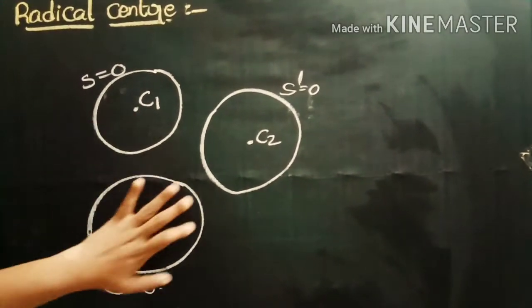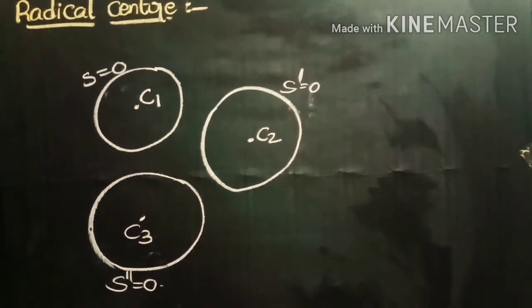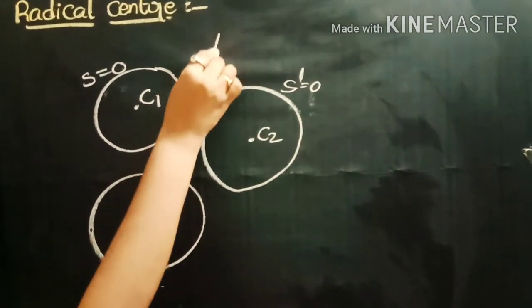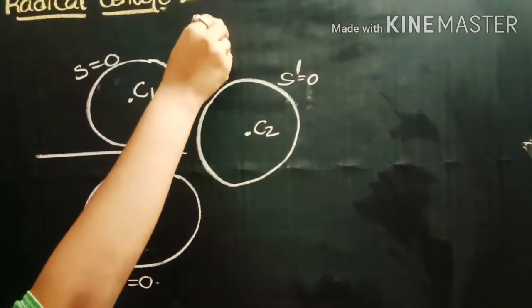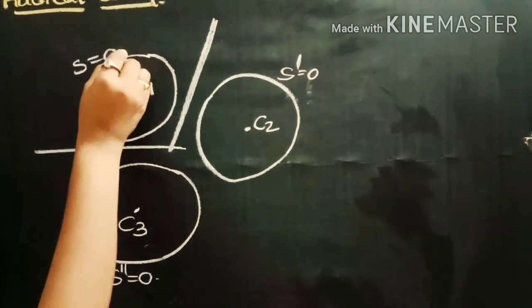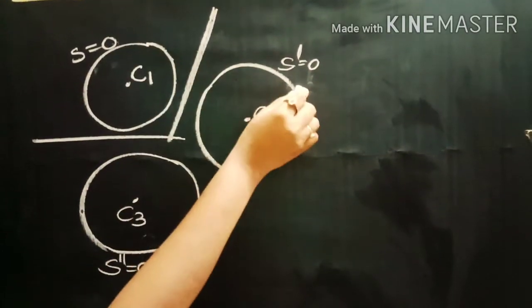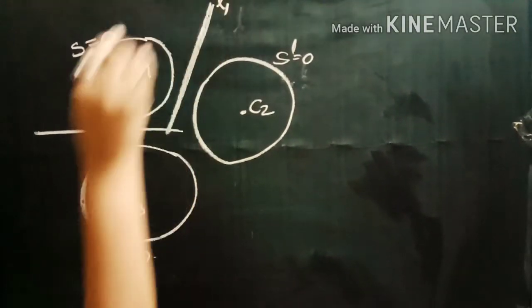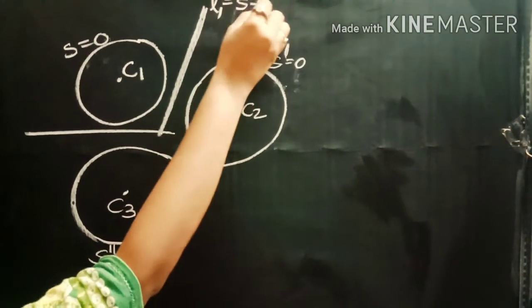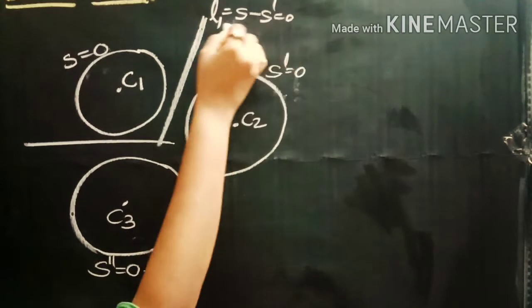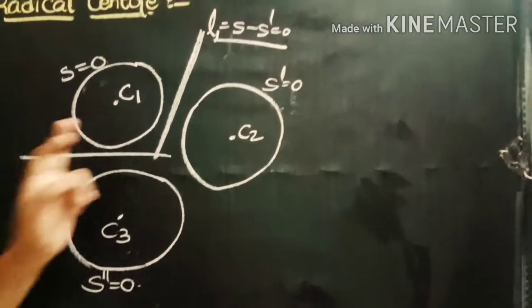First we take three circles like that, and next we find the radical axis of each two of these three circles. This is the radical axis of the first two circles, S equals 0 and S dash equals 0. We take this line as L1. The formula for radical axis L1 is S minus S dash equals 0. This is the radical axis of the first two circles.